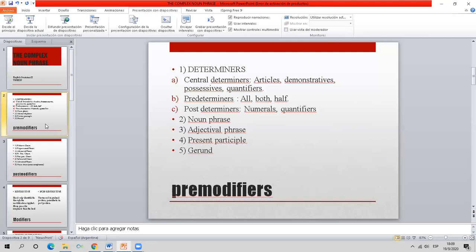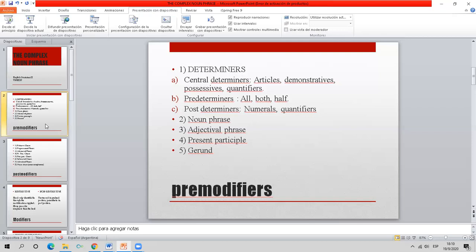Of course, it is also possible to find a noun phrase as a pre-modifier, okay? A noun phrase pre-modifying the head noun. And you can talk about, for example, a history book, all right? Or even a longer noun phrase like medieval history book, where medieval history would be the noun phrase pre-modifying the head noun book.